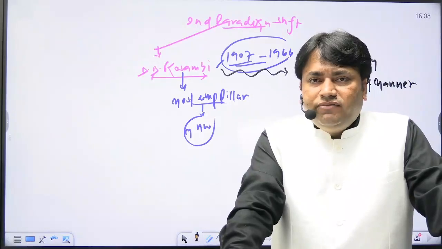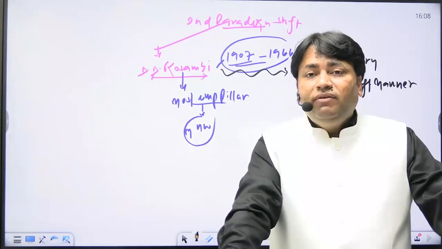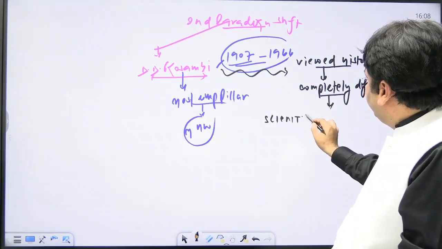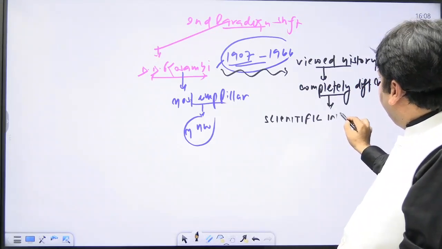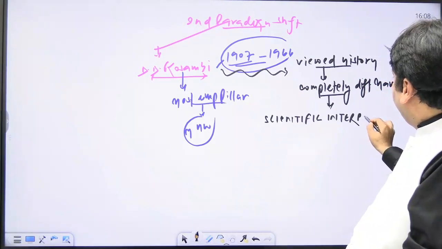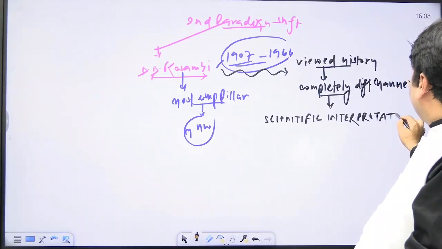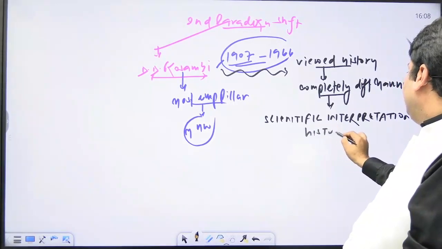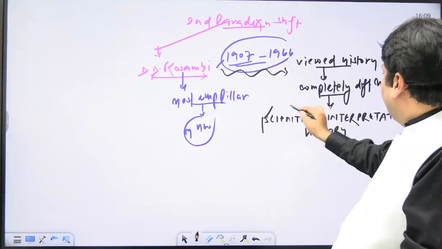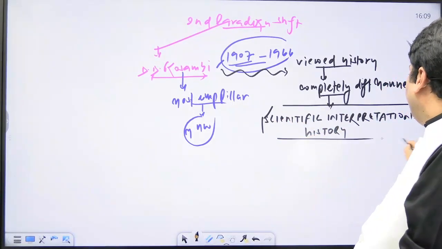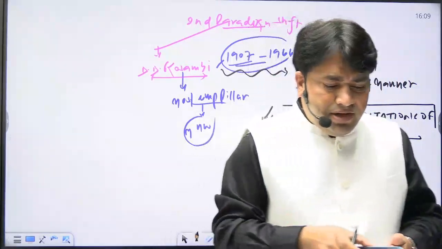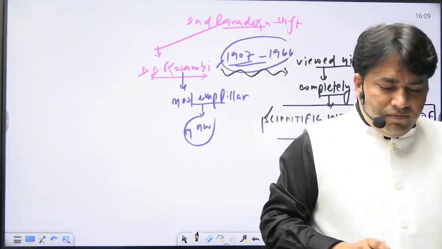And why was it different? Because he believed in the scientific interpretation of history. That is one of the most important things. He believed in the scientific interpretation of history, okay? And for this scientific interpretation of history, what did he do?